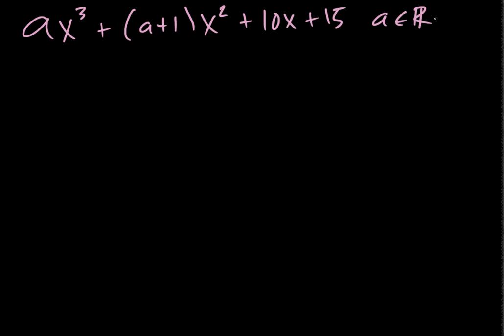Okay, and one of the zeros is purely imaginary. It says find a and the zeros of the polynomial. Okay, so we're going to call the imaginary zero bi.